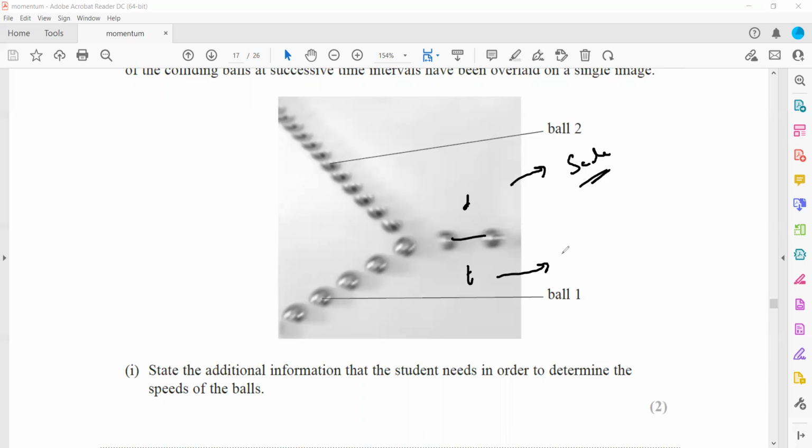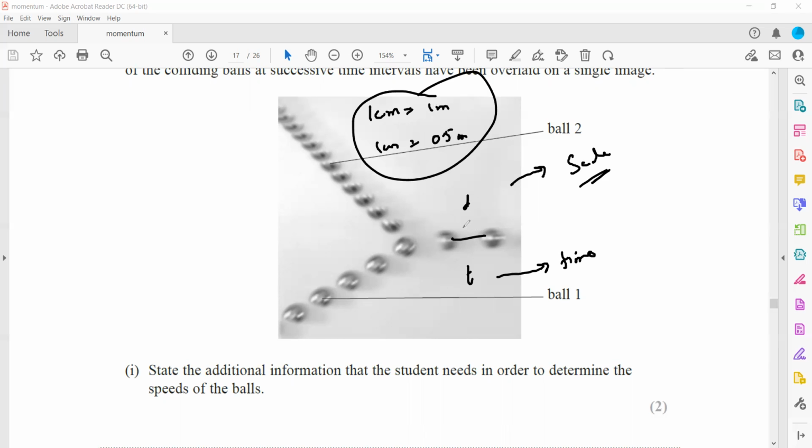And what else do we need? We need the time interval between the images. So what does it mean, the scale of the image? For example, different images have different scales. 1 centimeter might be equal to 1 meter, or 1 centimeter might be equal to 0.5 meter. That's called the scale of the image.